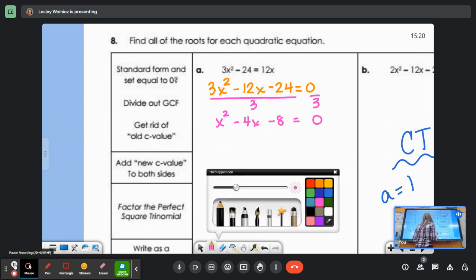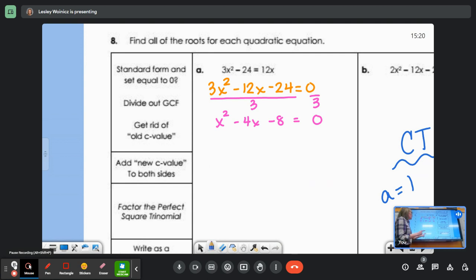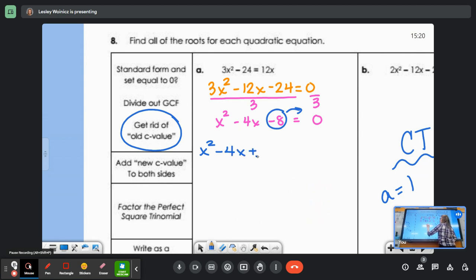You have to get the magic numbers. Not yet, my bad. Okay, it says we have to get rid of the old C value. Our old C value is the negative 8. We're going to add it to the other side. So that'll be x squared minus 4x. We're going to leave room for our new C value. And then on the right side, we'll have 8 plus our new C value.